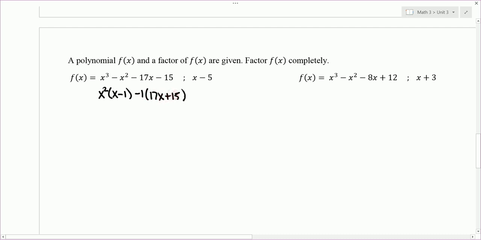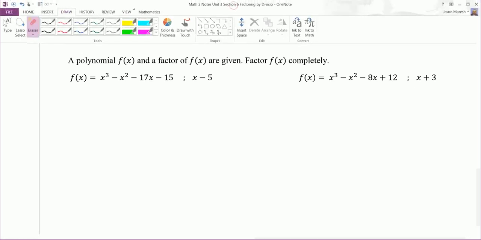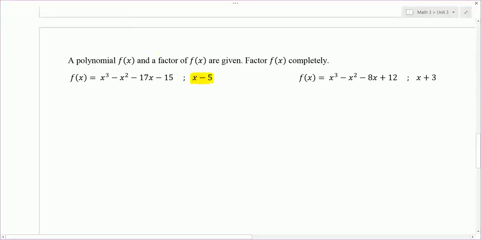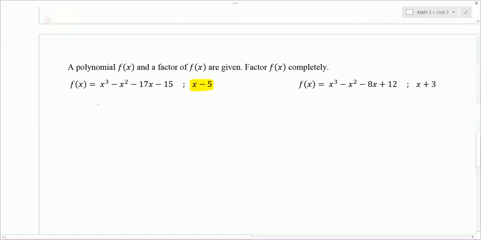You can already see that factoring by grouping is not going to work because what we have in the parentheses doesn't match. Right here we have an x minus 1, here we have a 17x plus 5. Nothing's going to work here for us. So we definitely need a different method for factoring. What they are telling us here is that x minus 5 is a factor. So f of x is equal to x minus 5 times something.